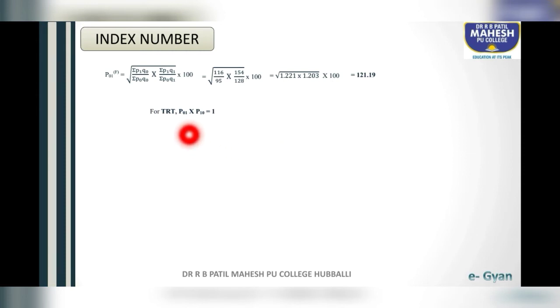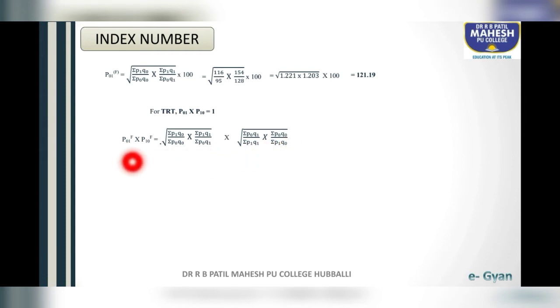Okay, students, now we have to test TRT. So what is the condition of TRT here? P01 into P10 is equal to 1. This means first you have to find P01 of Fisher's. P01 of Fisher's, you know, is root of summation P1 Q0 divided by summation P0 Q0 into summation P1 Q1 divided by summation P0 Q1. So this is P01 of Fisher's, into, next you have to write P10 of Fisher's.